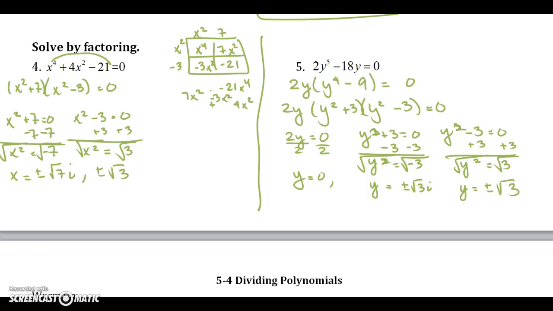So for this one, if you divided both sides by 2, you got y equals 0. For this answer, you subtracted 3 on both sides and then took the square root, and you got y equals positive or negative radical 3i. Don't forget the i on that because that was a negative 3. And then for this one, you have y equals positive and negative radical 3. It's okay to consolidate and put y equals 0, positive and negative radical 3, positive and negative radical 3i.